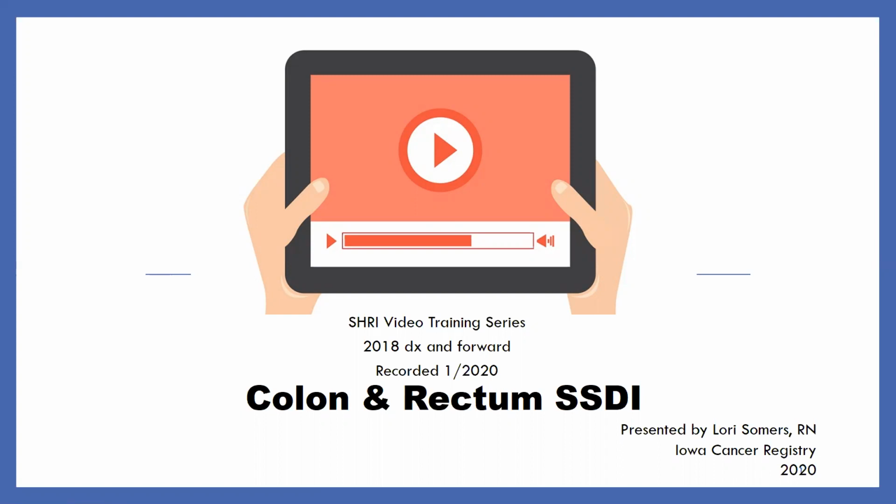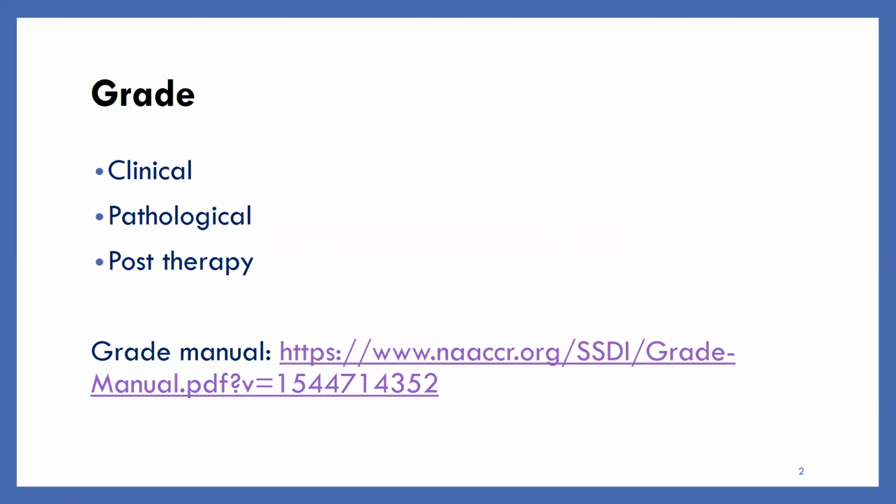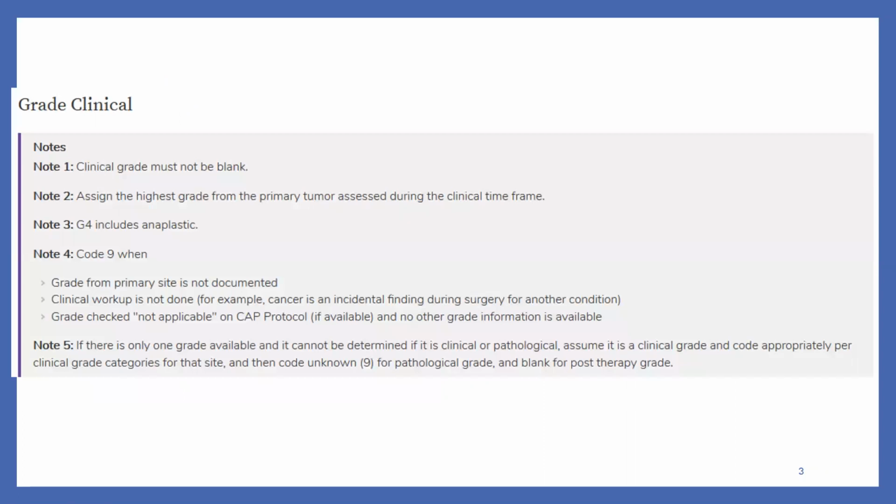This presentation covers the SSDI, the site-specific data items for colorectal cancers. Remember that grade is an SSDI. And the main thing to remember when you're grading the clinical, path, and post-therapy are the time windows when you're looking at those three fields. There is no longer a generic grade system for any of the sites. I've also given you a copy of the grade manual link here, and it has more detailed information than what I will cover in this presentation.